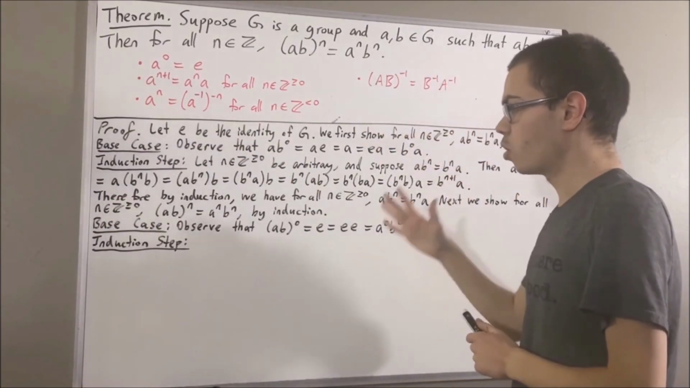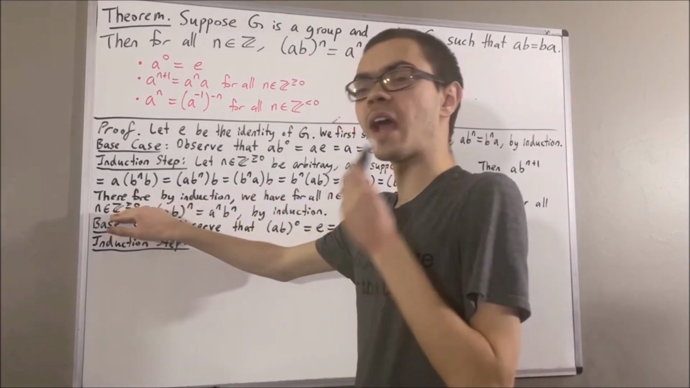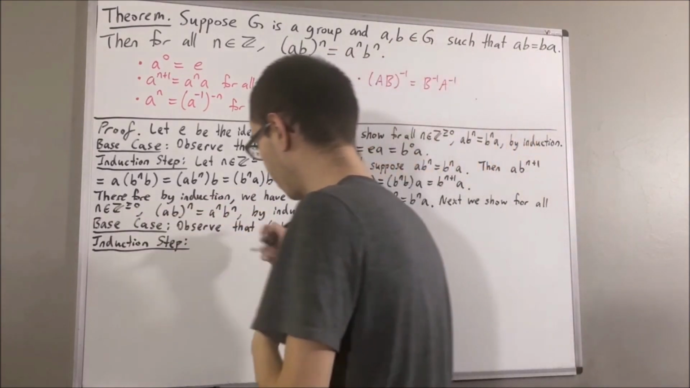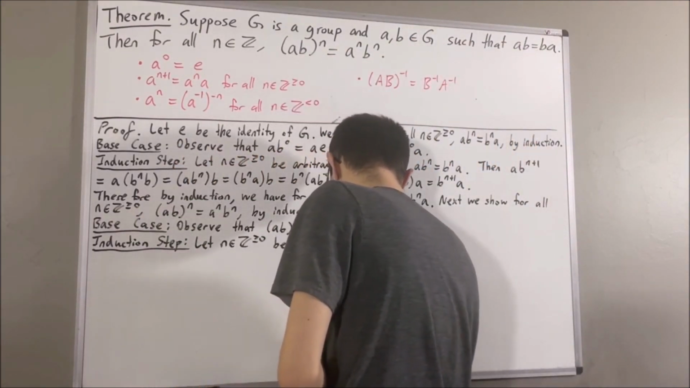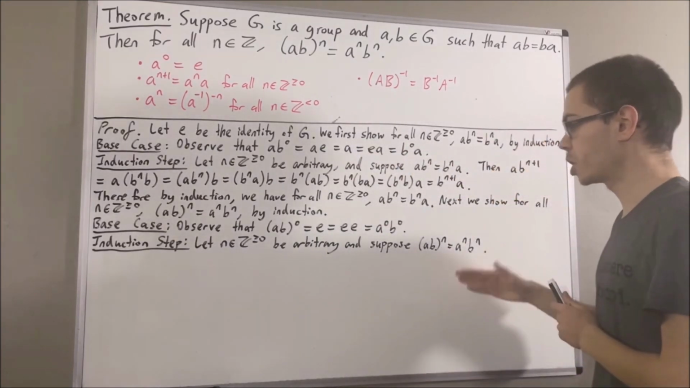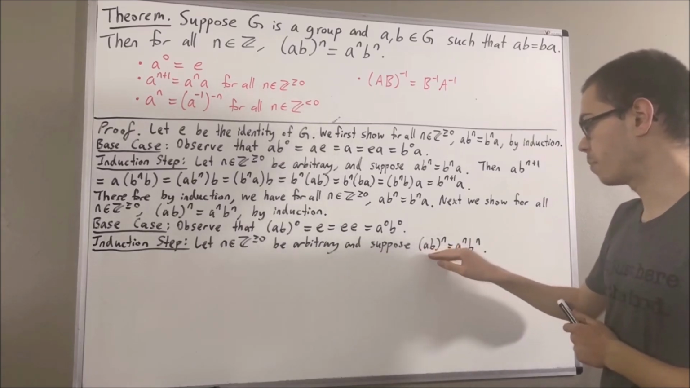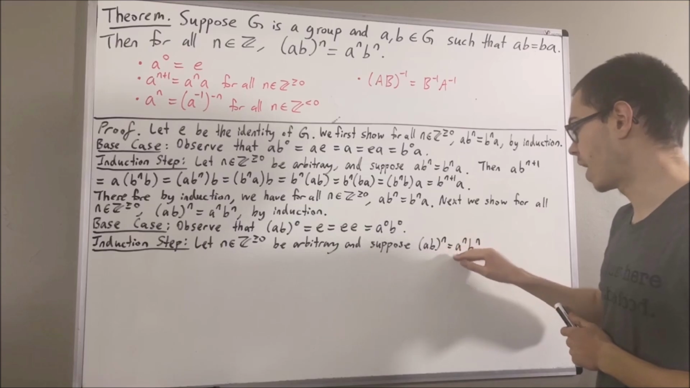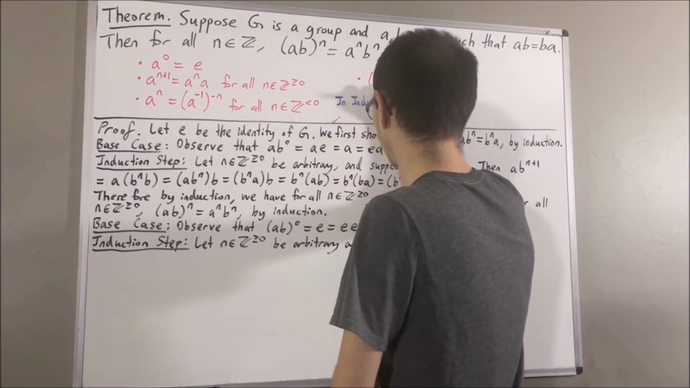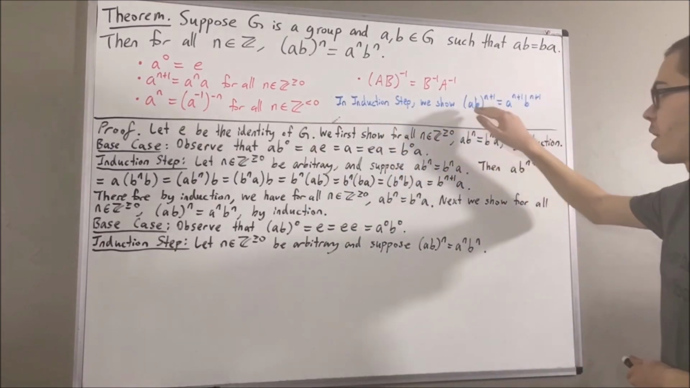In the induction step, we give ourselves an arbitrary integer n greater than or equal to 0, and we assume that this equality is true for that arbitrary integer n greater than or equal to 0. And the whole goal of the induction step is to show that this equality is also true for n plus 1. So really, we want to show that ab to the power of n plus 1 is equal to a to the power of n plus 1 times b to the power of n plus 1. So let's start out by writing the left-hand side.